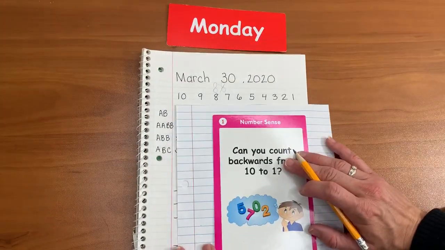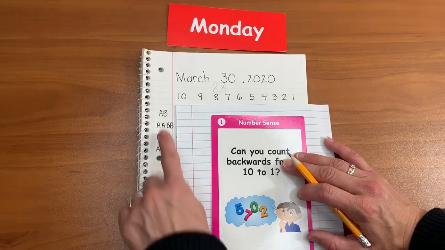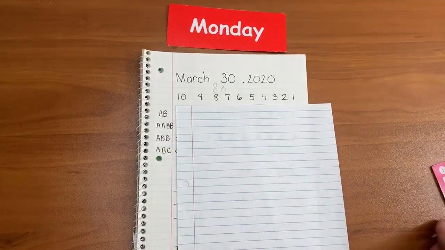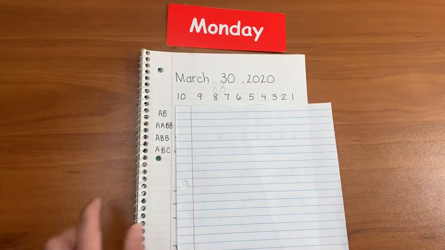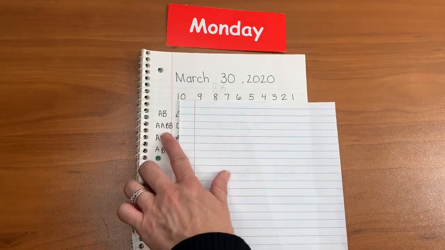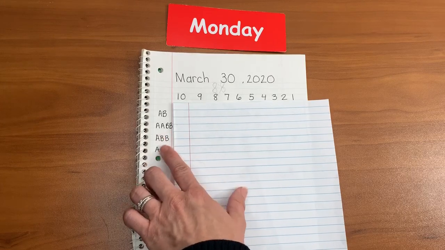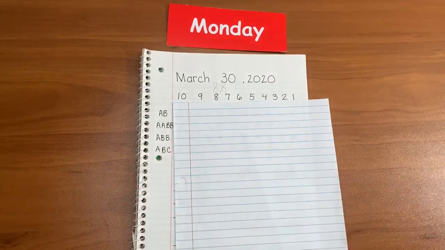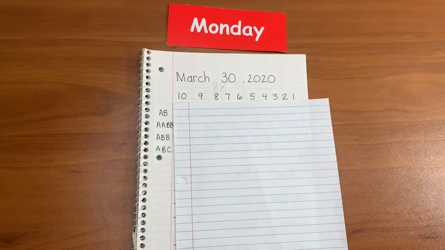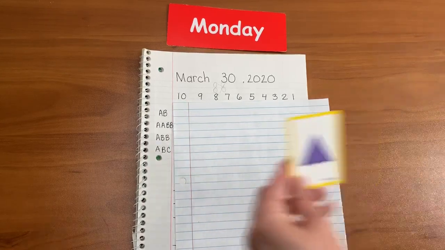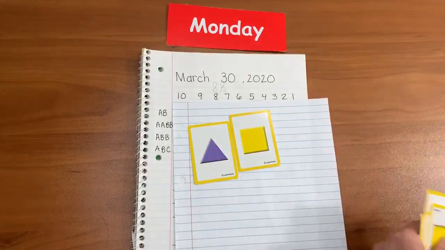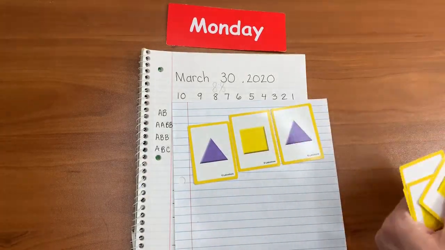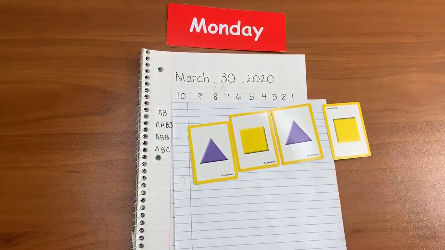Other thing I asked you to do at home is to take a peek at some patterns. So I have some patterns here for you to practice. I'd like you to practice an AB, an AA, BB, ABB, and ABC. You might have some things around the house that you would like to use for your patterns. Maybe you have cars or trucks or Barbies or something you'd like to use to make your pattern.